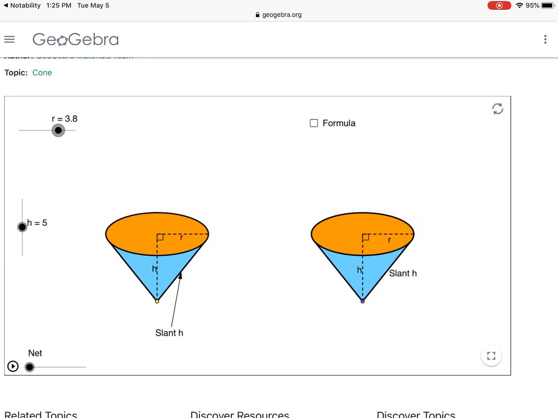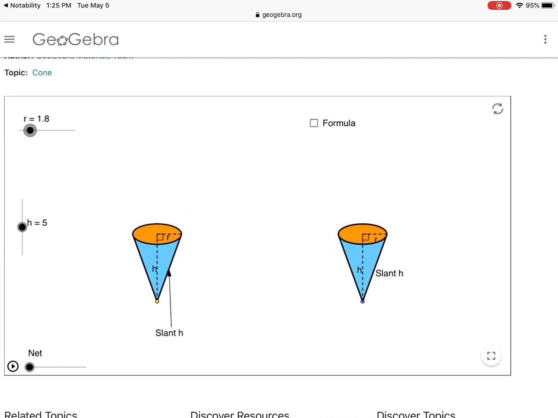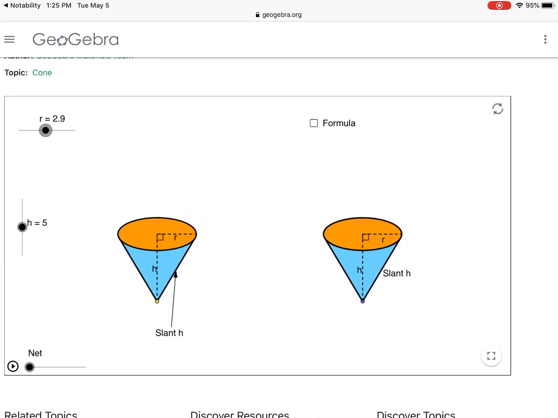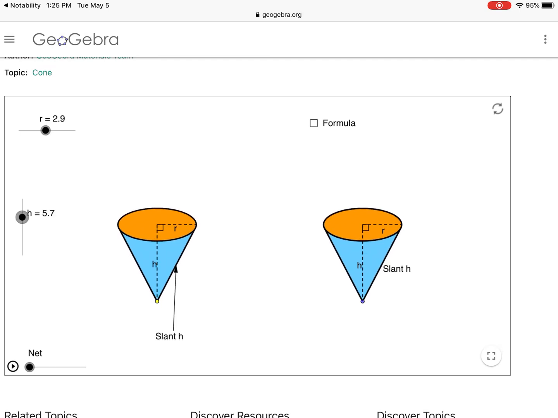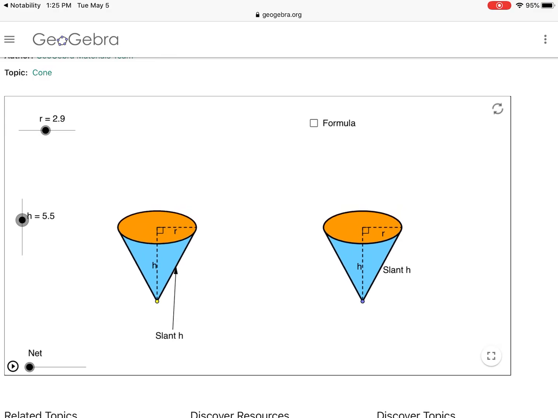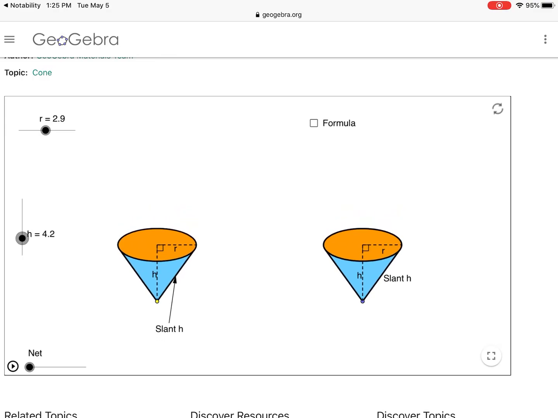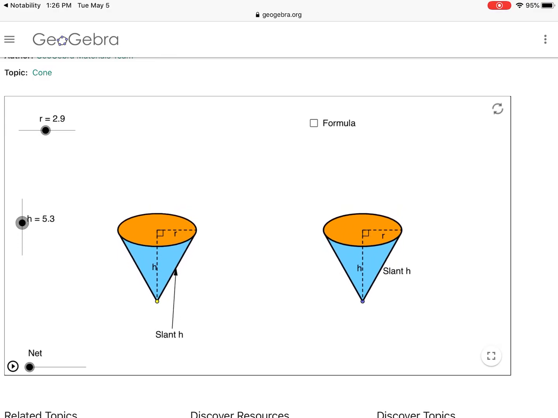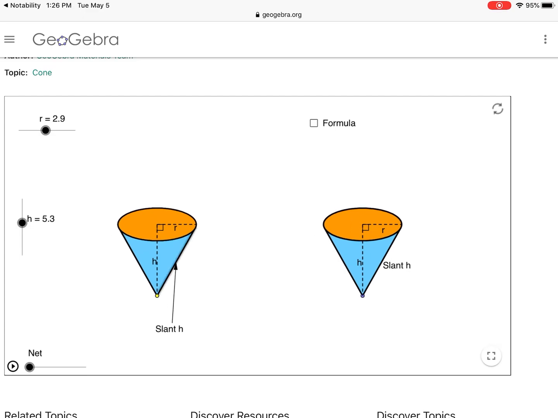And as we can see, as that radius gets larger, it is going to change, of course, the shape of that cone. The height refers to that perpendicular height from the vertex of the cone that is perpendicular to that circle at the base. But it's really this net that I want to talk about. When we look at this net in our diagram here, pay attention to this slant height.